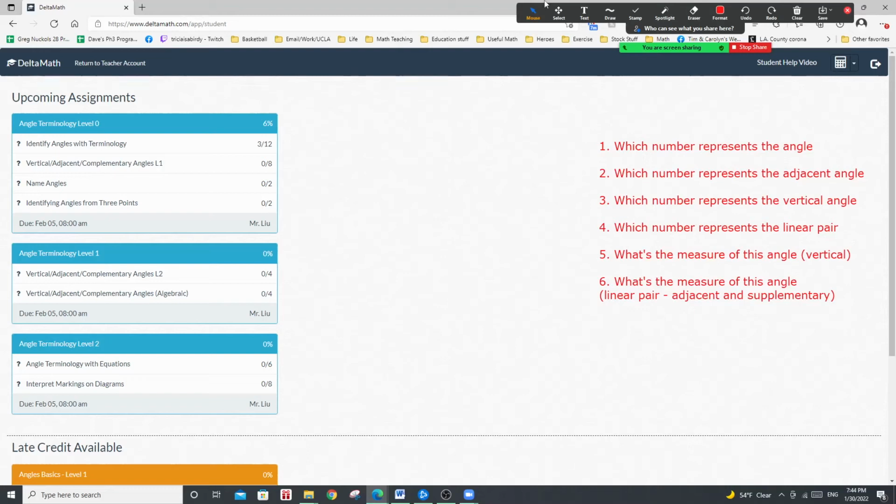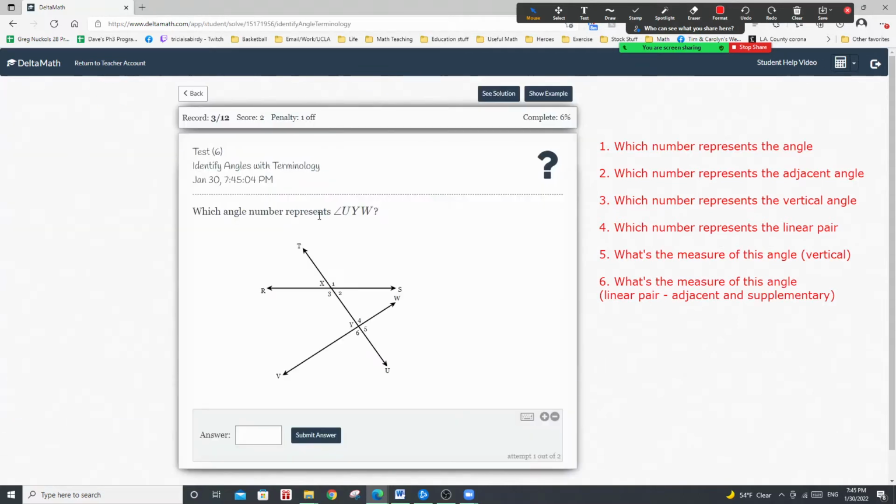All right. Today I'm going to go over angle terminology level 0, these first two. These bottom two are actually review, so you can go ahead and try them first. If you need to review them, go to the previous video for the previous Delta Math assignment. And they will be relevant in these assignments, so that might be a good idea. Let's get started with identifying angles with terminology, okay?